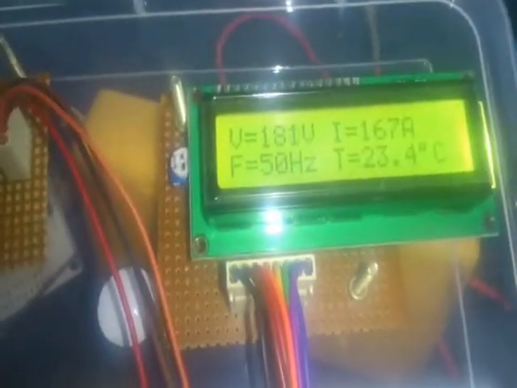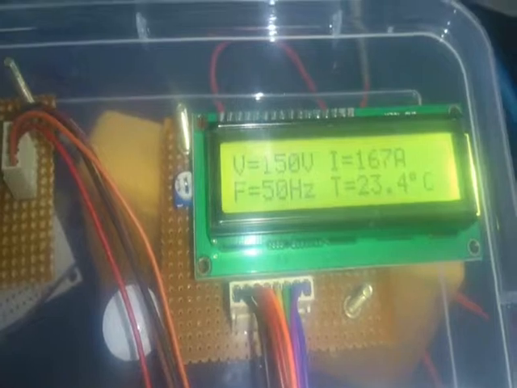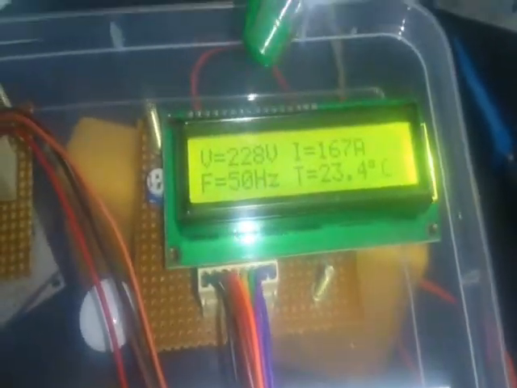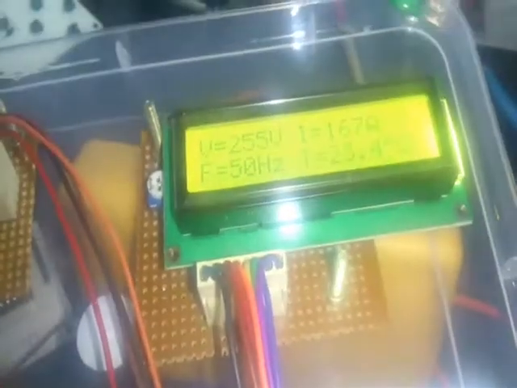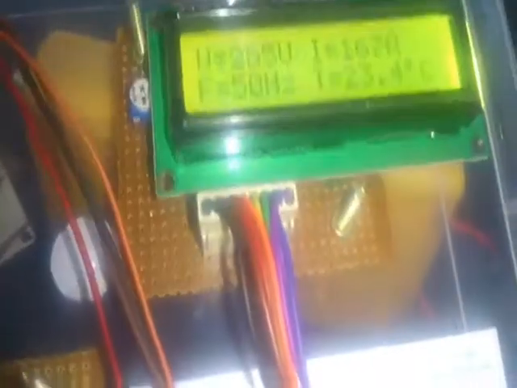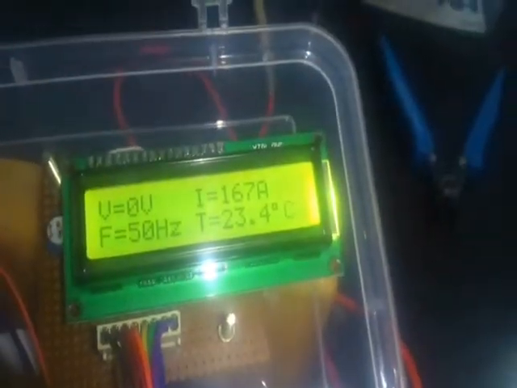Now if I vary the voltage, you can see it gives a buzzer on high voltage. The same thing is displayed on the PC. And again it gives a buzzer at the low voltage value, and the so-called relay gets on in the case of abnormal condition. That is the automatic circuit breaker.